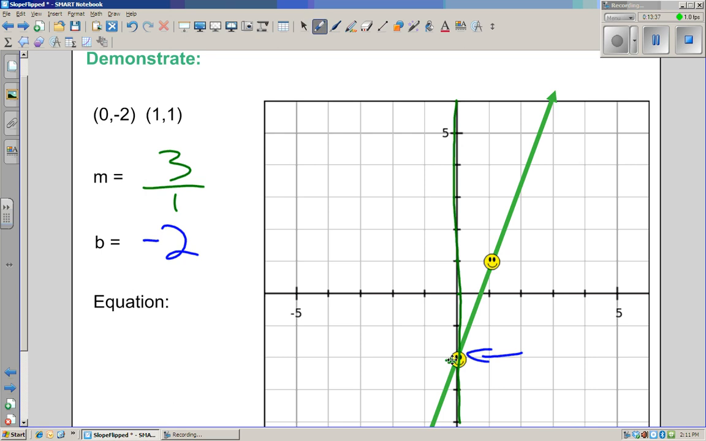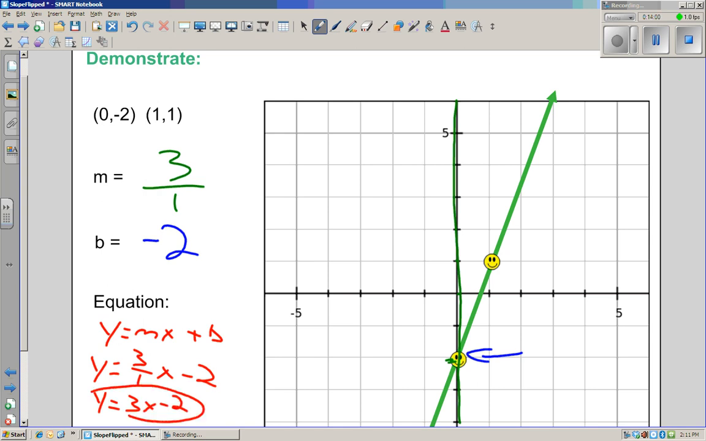My equation, which we just constructed, you'll remember, is y equals mx plus b. My m is my 3 over 1 x, and then my b is negative 2. That is my equation. What I would prefer you do instead of over 1 is just plain 3. y equals 3x minus 2. That is how I construct an equation. I get my slope, I get my y-intercept, and I put it all together.